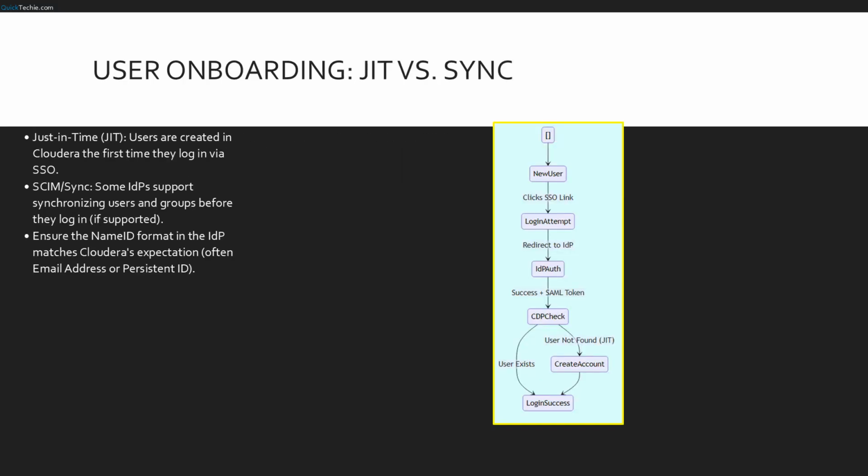When do users actually appear in Cloudera? Typically, Cloudera supports just-in-time, or JIT, provisioning. This means the user record is created in the Cloudera Management Console the very first time they successfully log in via the IDP. You don't need to manually create every user beforehand. However, you must ensure the name ID format in your IDP is compatible, typically set to email address or a persistent identifier. This unique ID links the external identity to the internal Cloudera user record.